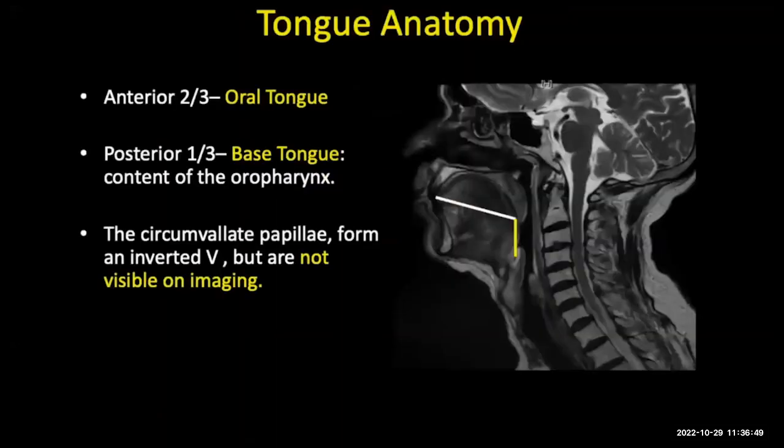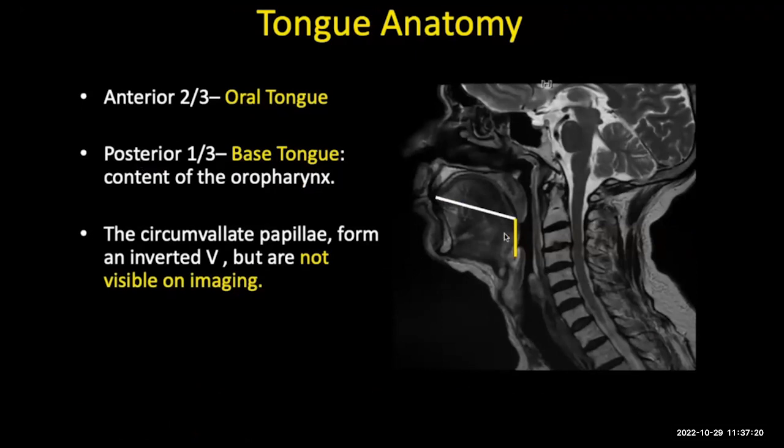The anatomy of the tongue is important because the treatment is based on the section of the tongue which is involved. There are two parts of the tongue, the oral tongue and the base of the tongue. The oral tongue is usually managed with surgery, and the base of the tongue is usually treated with radical chemoradiotherapy. The anterior two-thirds of the tongue forms the oral tongue. When the disease is in the anterior two-thirds, it is usually treated with radical surgery followed by either chemoradiotherapy or RT alone.